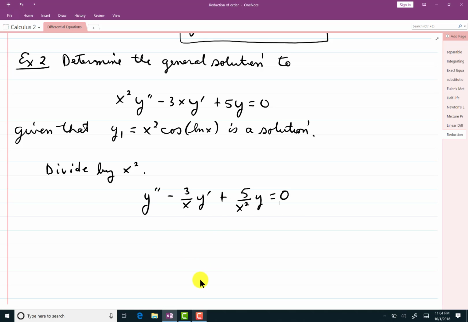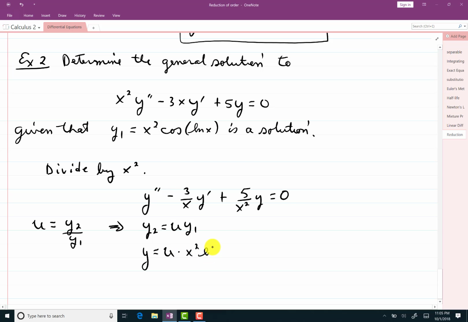Now, as before also, we are going to let u equal y2 over y1, or easier, just set y2 equal to u y1. And so, like I said, having this y2 hanging around the whole time is annoying. Let me rewrite. I'll just use y equals u, and y1 was x squared times cosine of ln of x.